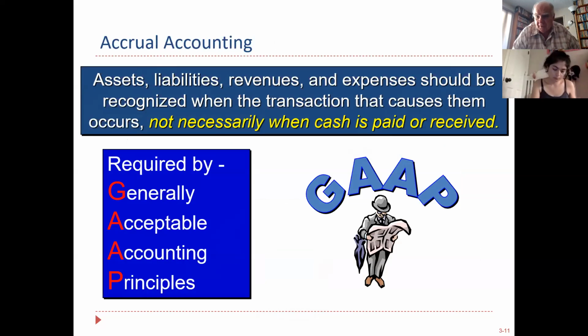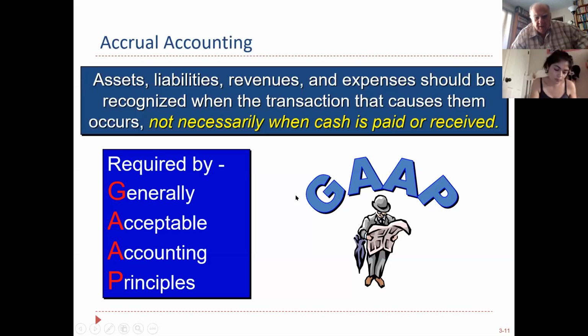Accrual accounting, here's what we're talking about, man. Assets, liabilities are recognized when the transaction that impacts them takes place. It does not necessarily have to do with when the cash changed hands. Important to repeat, accrual accounting, expenses and revenues are recorded at the point where the sale is made, regardless of the cash payment, okay? And that is a requirement of GAAP, generally acceptable accounting principles.